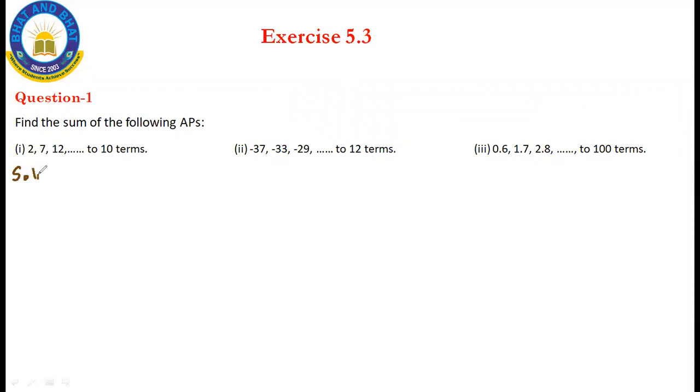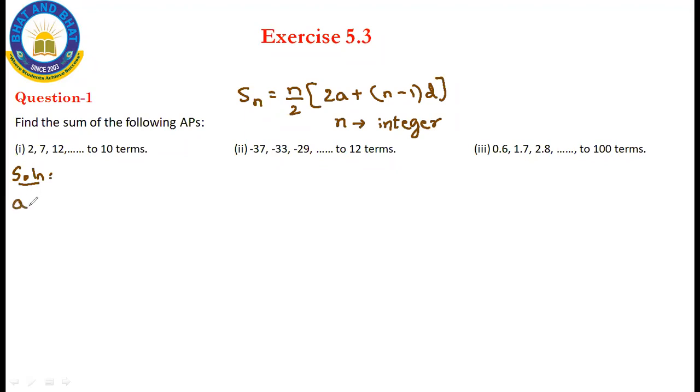So for this, how should I go about? I should observe that sum of the following APs. First let me write down the formula here. Sn is equal to n by 2, 2a plus n minus 1 into d, where n is number of terms, it should be an integer. N should be an integer. Correct? So solution here. My a is 2.